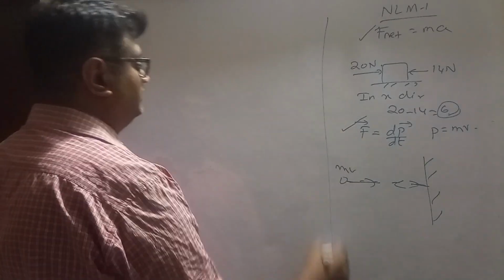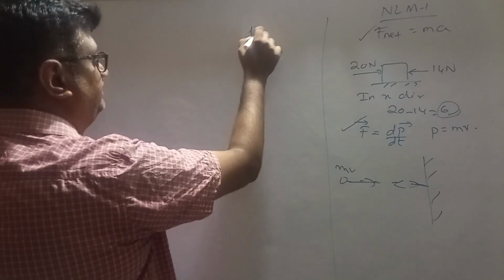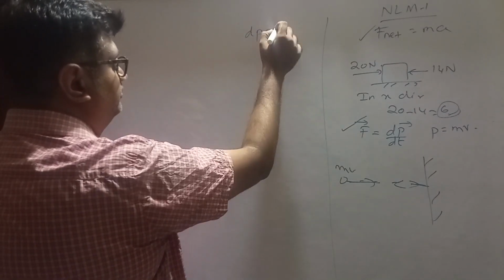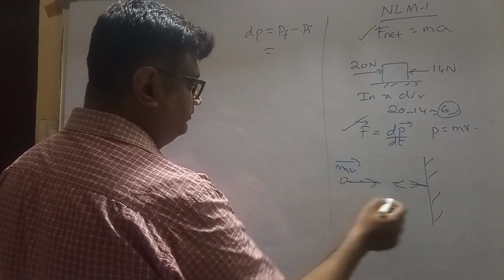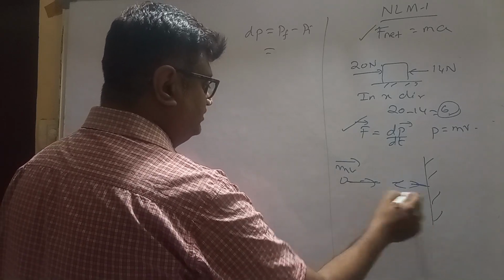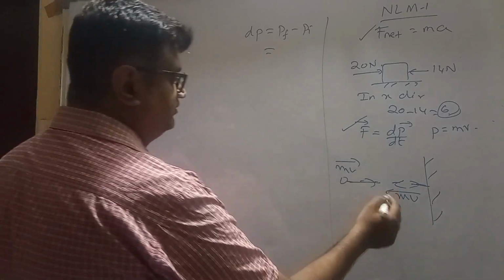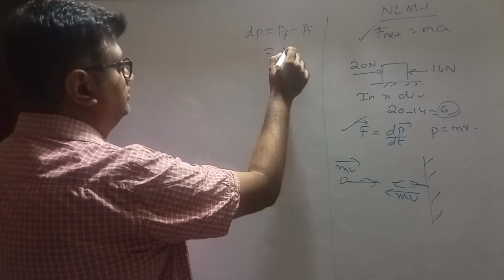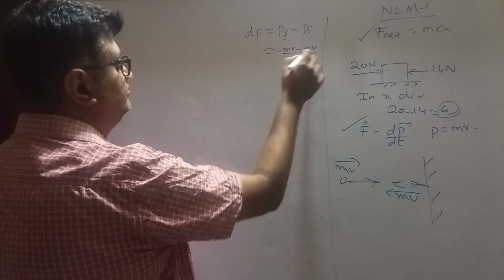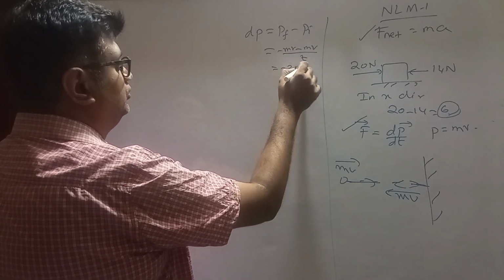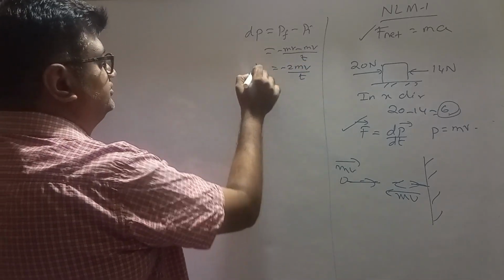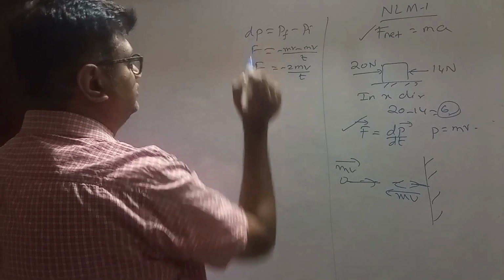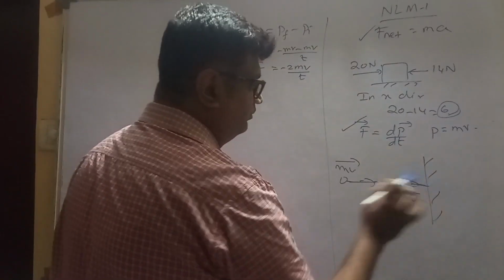The change in momentum, dp, would be final momentum minus initial momentum. I will consider this direction as positive. The final momentum, which is in the opposite direction, I have to consider as negative. So it is minus mv minus mv, that is minus 2mv, divided by t. This is the force that has been acting on the wall.